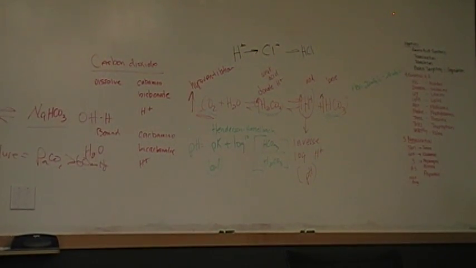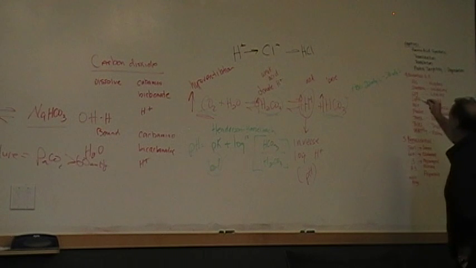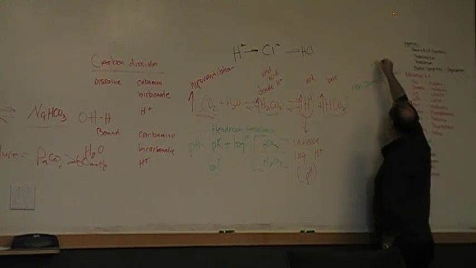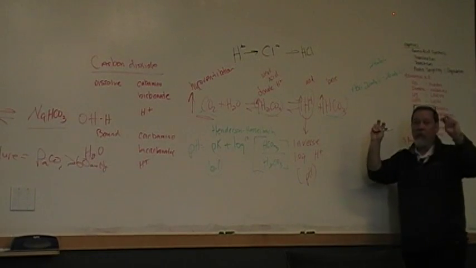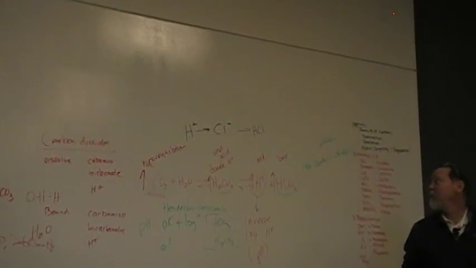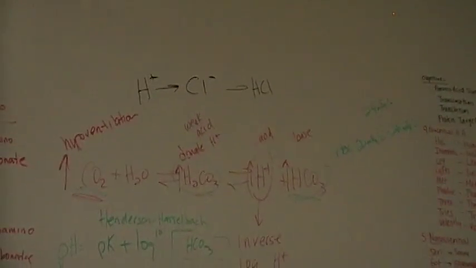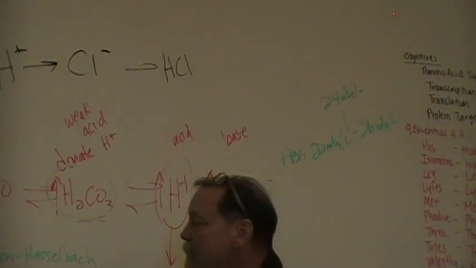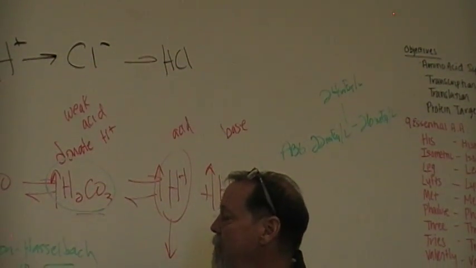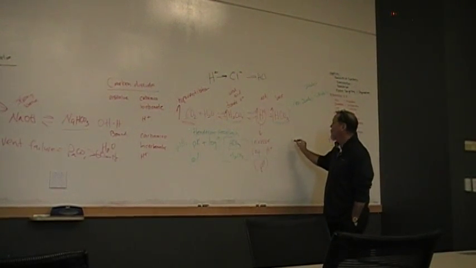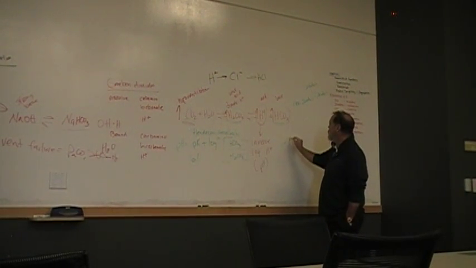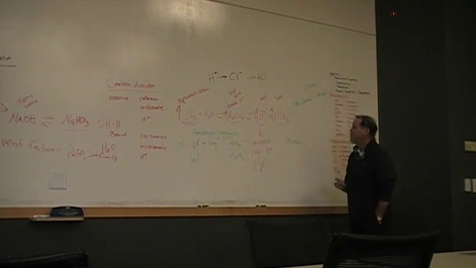Well, what's right in the middle of 22 to 26? 24. So we're going to use that as the normal. Okay, 24 milliequivalents. So if the pH is equal to the pK plus the log base 10 of bicarbonate to carbonic acid, well, an ABG suggests that 24 milliequivalents is the normal level for bicarbonate.